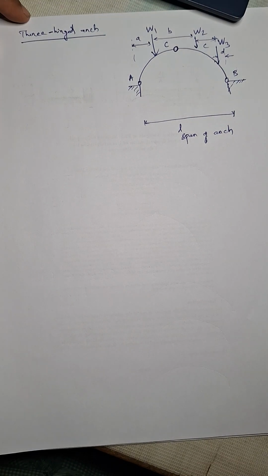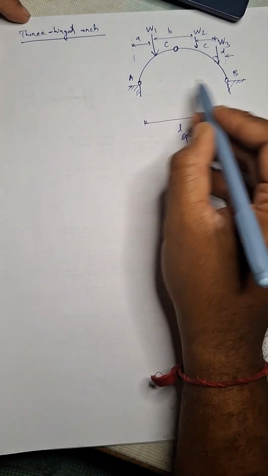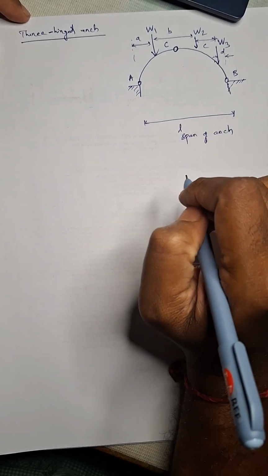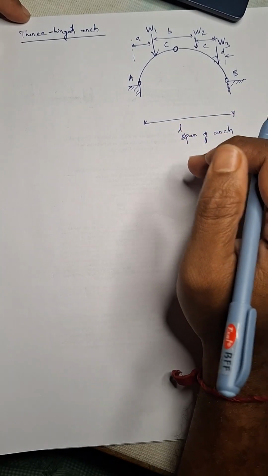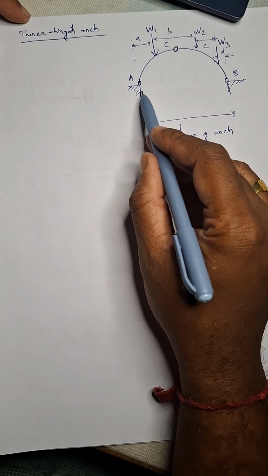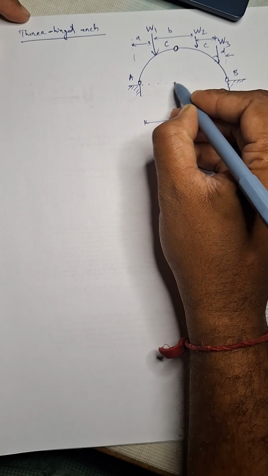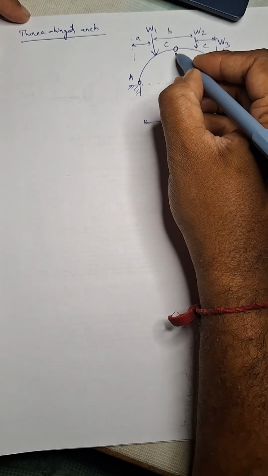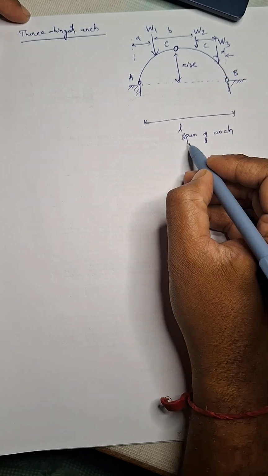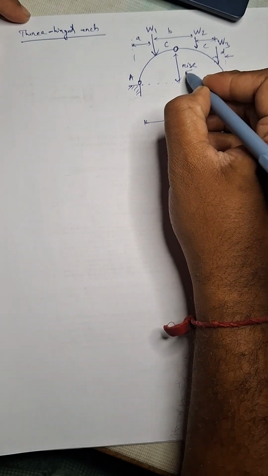Now these two supports can be at the same level or at different levels. For now, let's study when the supports are at the same level. When they are at the same level, this maximum height is called the rise of the arch. This is the span of the arch and this is the rise of the arch.